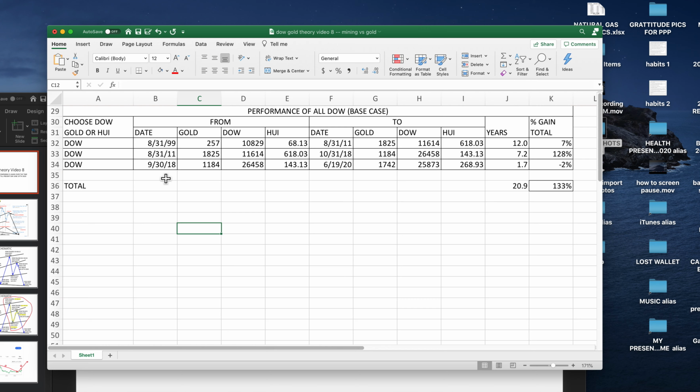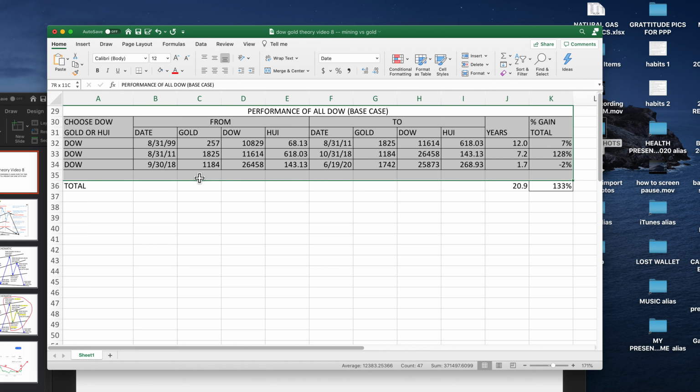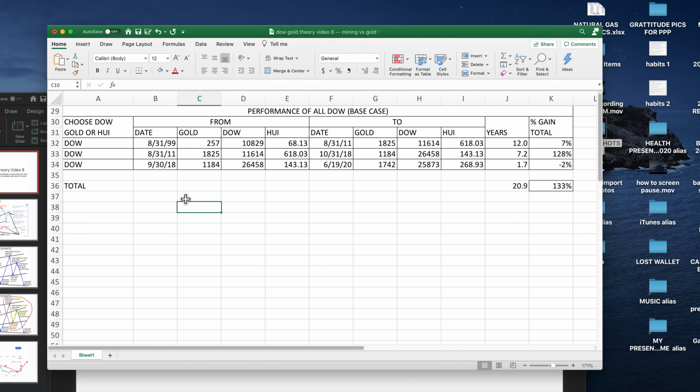versus gold. I've got the base case here. What if you just stayed in all Dow? I've got the logic set up with an if-then statement there, and if you put Dow in, it uses these columns. Like I said, in the first part of the video, I'm going from this date really to here because these are all the same. That is weird. Okay, let's go ahead and compare.